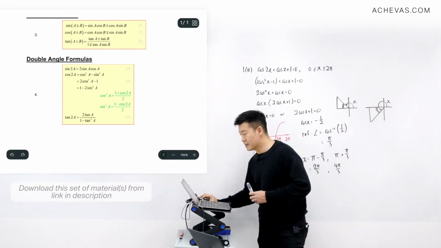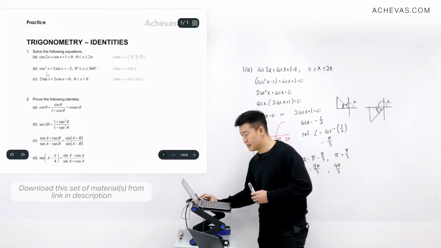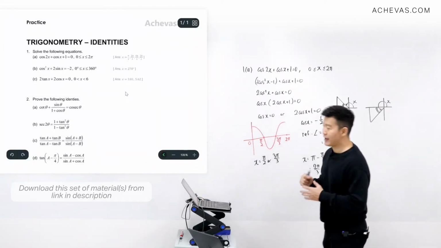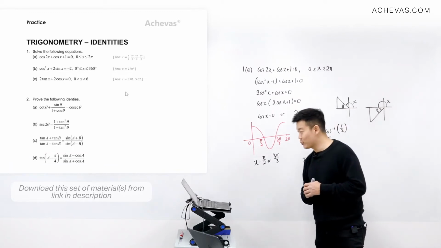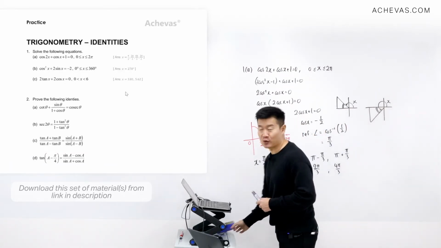Let's take a look at B. Let us see. Okay, we have cosine square x plus 2 sine x is equal to minus 2. Let's try to solve this equation.